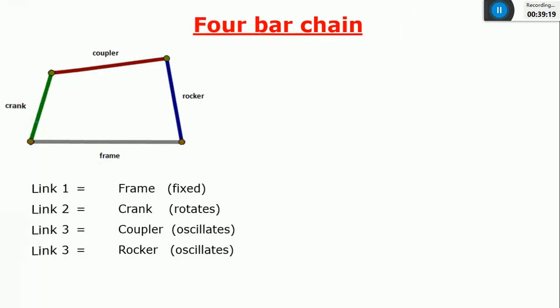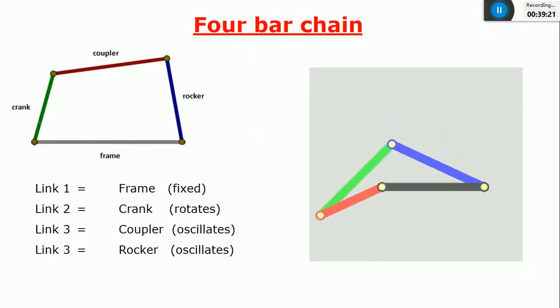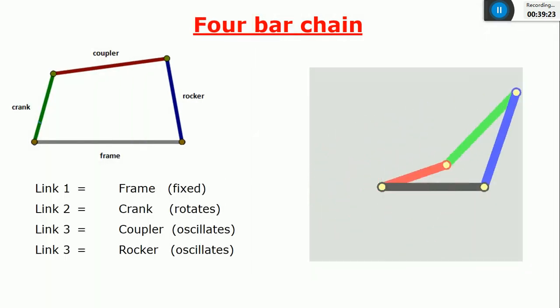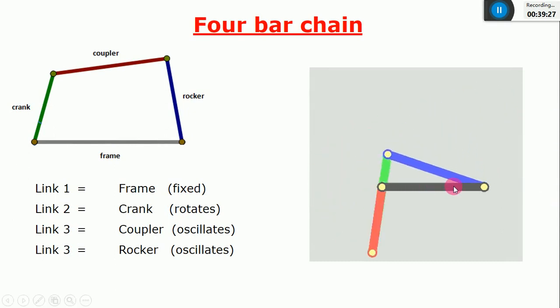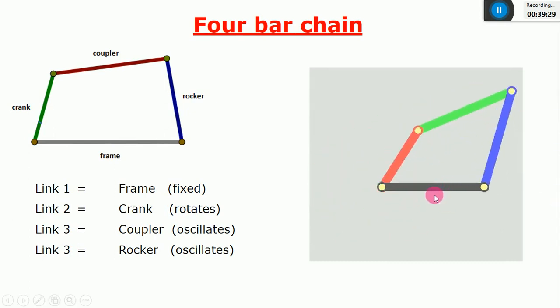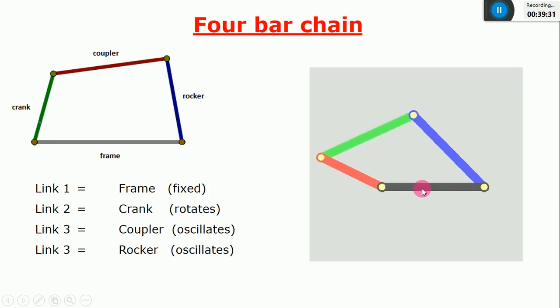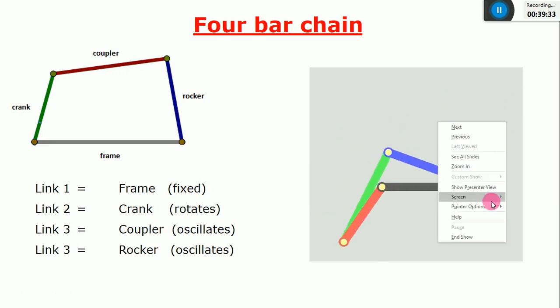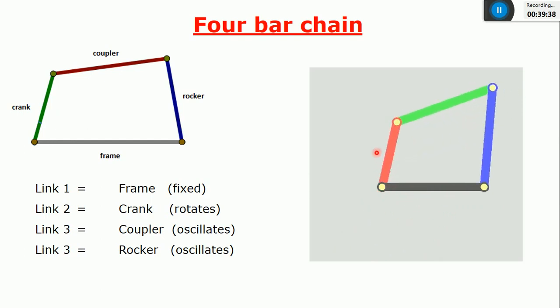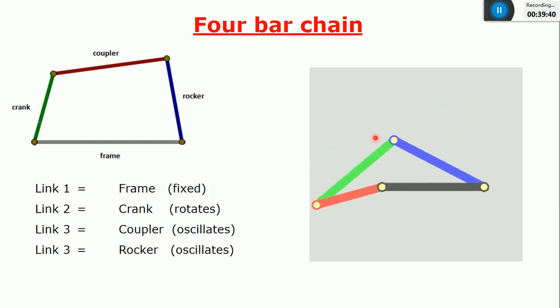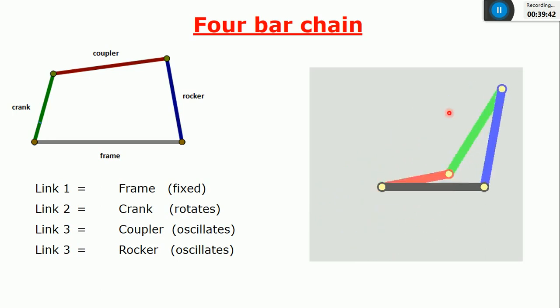If you want, you can see the animation. This is just the frame. Okay, this is a frame. This is a crank, red color. Green color is a coupler. Rocker is the last one.